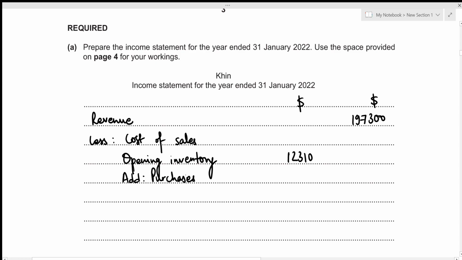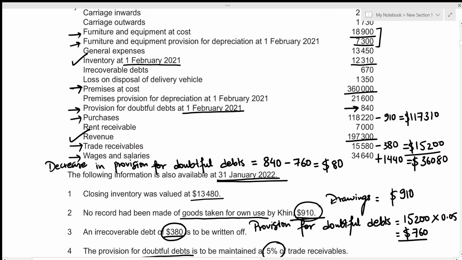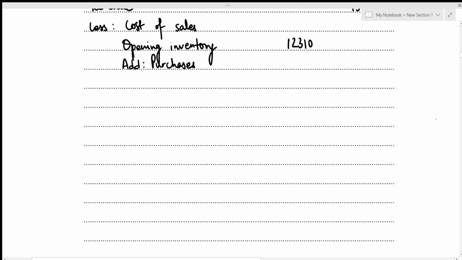Then the next item is to add the purchases. And we already adjusted our drawings to the purchases. So let's have a look for its value. We are given purchases right here, and we adjusted and figured out the value to be included in the income statement to be 117,310. Let's substitute this value. That's 117,310.